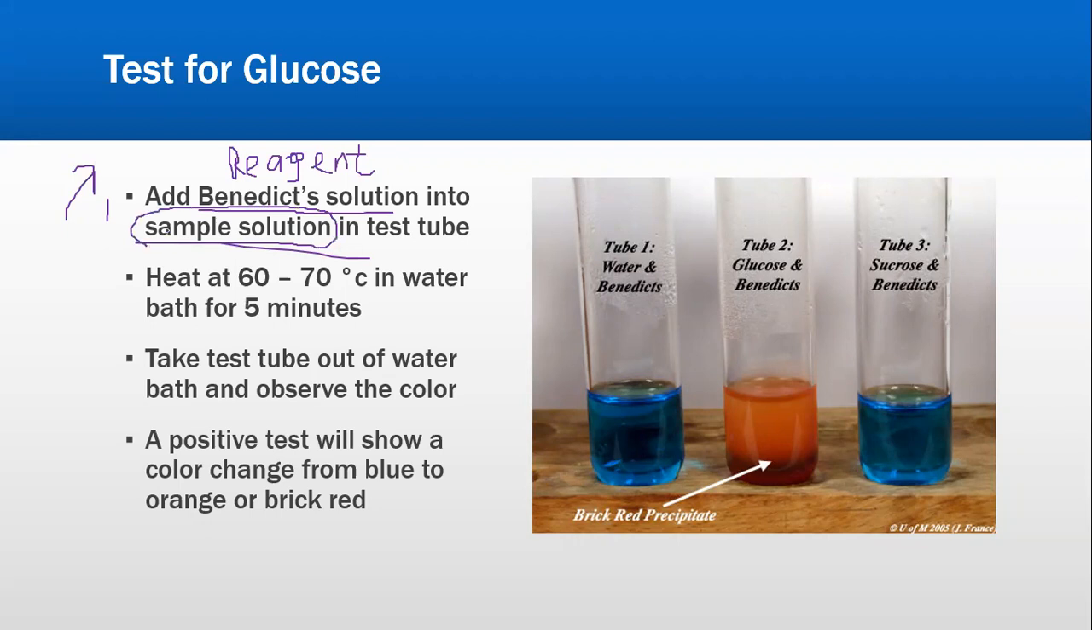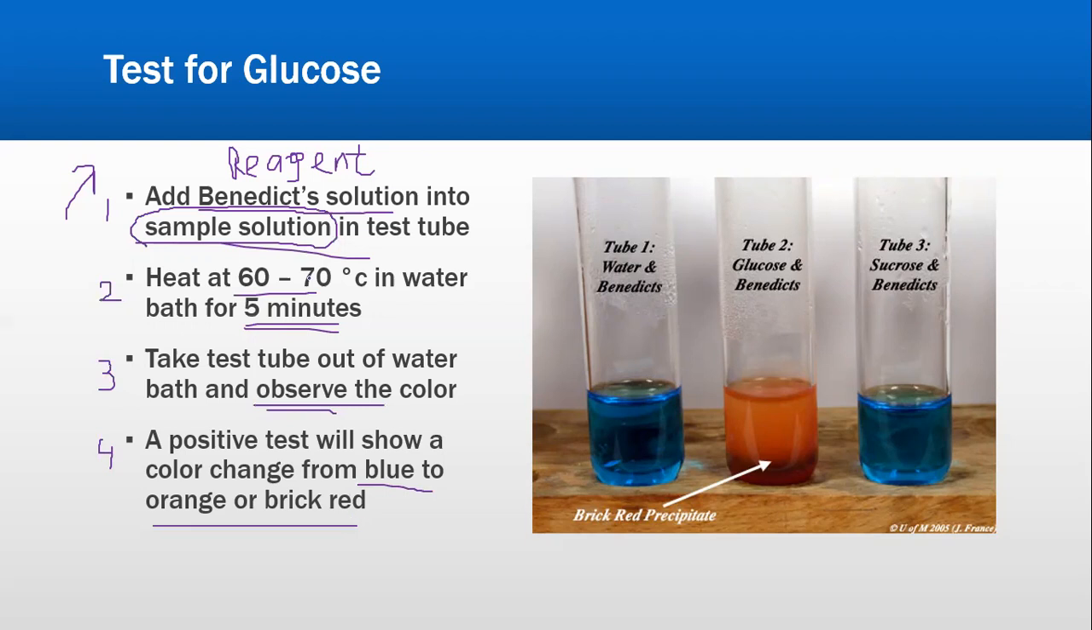The teacher has told you to let him know whether the sample solution has glucose or not. First of all, you'll add Benedict solution into the sample solution in the test tube. Then, once you have added it, heat at 60 to 70 degrees Celsius in a water bath for 5 minutes. Next, take that test tube out of the water bath and observe the color. If glucose is present, the color would change from blue to orange or brick red.